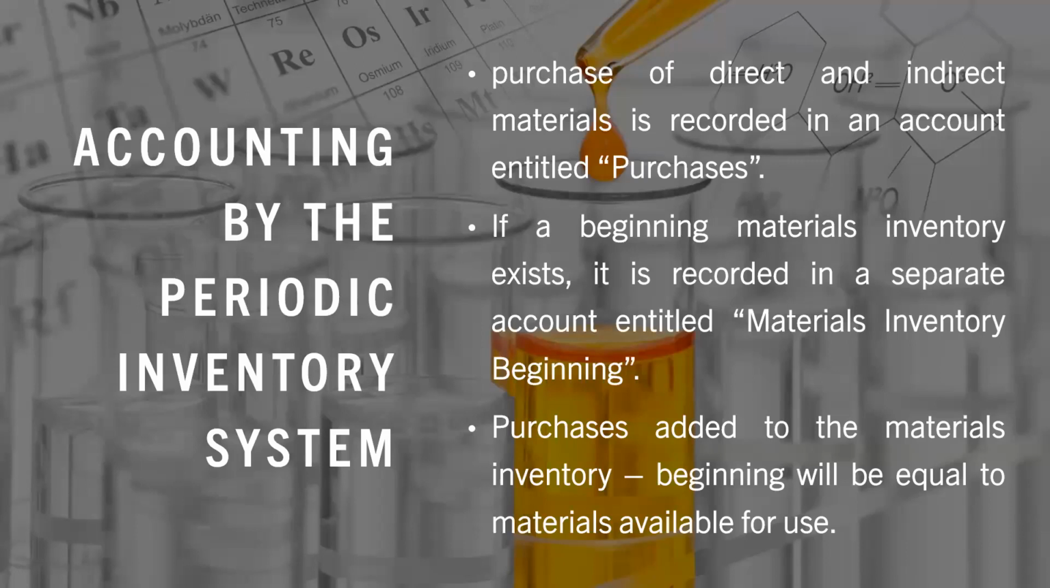So the basic concept is that you have your beginning inventory. Please remember that the beginning inventory for this year is the ending inventory of the previous year. When you combine them, it will be the materials available for use. That is what the periodic inventory system says when we use the account title purchases.